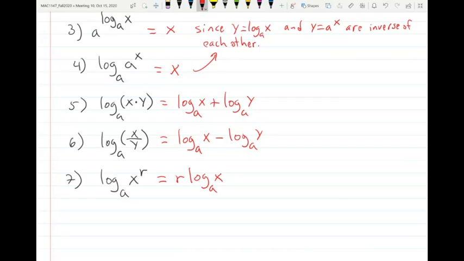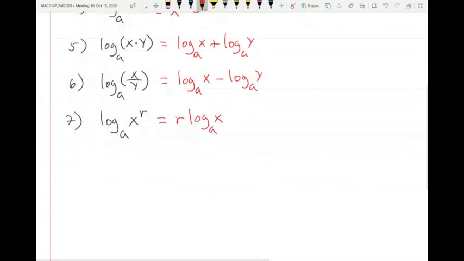And this actually follows from the exponential property that says exponent of an exponent, you multiply the exponents. That's what we're doing here. r is an exponent. The log also means exponent, remember? So we're multiplying the exponents. Okay? We're going to see why this works.